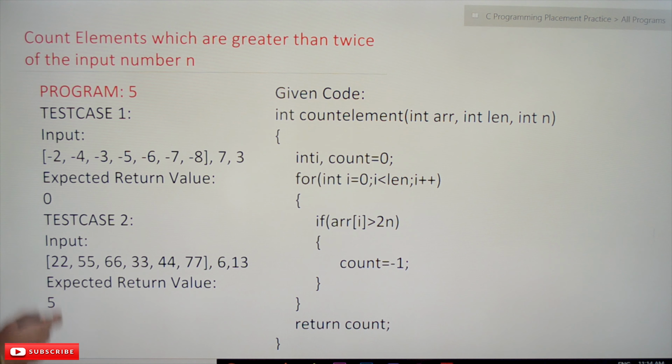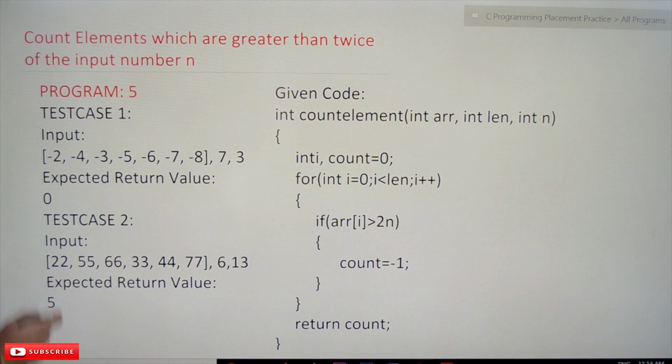So here we have an array. In the test cases we have an array, and the length is provided, and after that n is provided. Actually this is a pointer. That is the mistake that we have to identify.